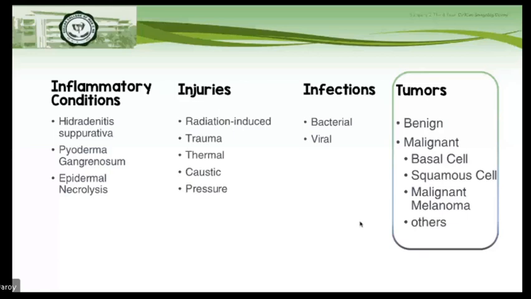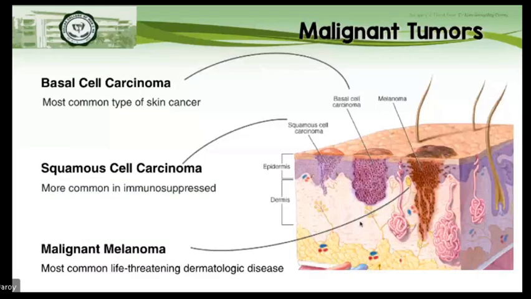Now, as for the malignant tumors, these are the three most common types. Your basal cell carcinoma is the most common of all. Your squamous cell carcinoma is more common in the immunosuppressed patient population, and your malignant melanoma is the most common life-threatening skin cancer.